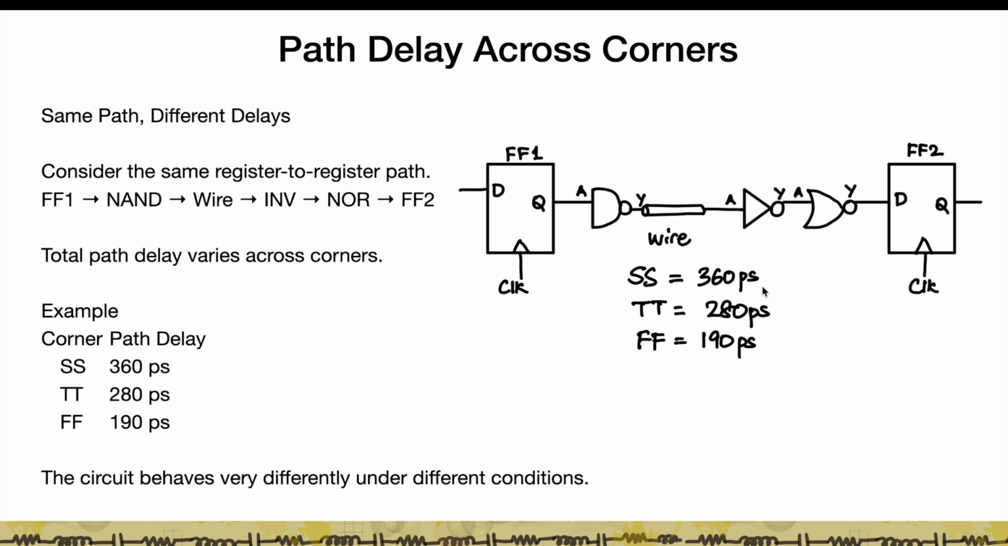Think about what this means for a timing sign-off. At TT, the path has a positive slack against a 400 picosecond clock. At SS, it's arriving at 360 picoseconds, dangerously close. At FF, it's blazing through at 190 picoseconds, fast enough to raise hold concerns. A single corner analysis would miss at least one of these problems. Multi-corner analysis catches all of them. This is exactly why the PVT framework exists.